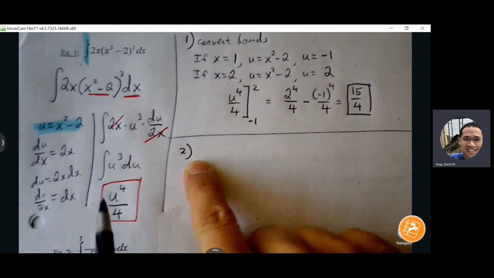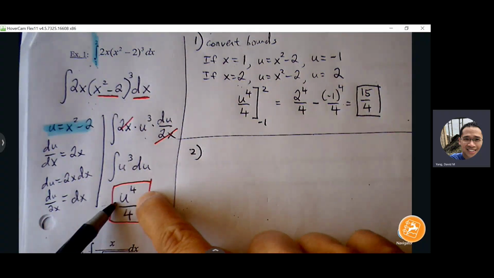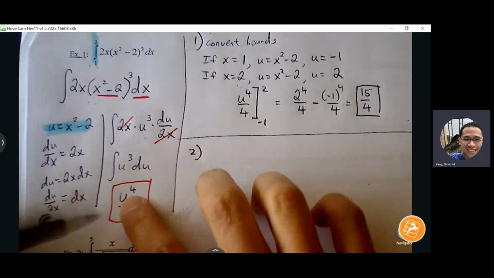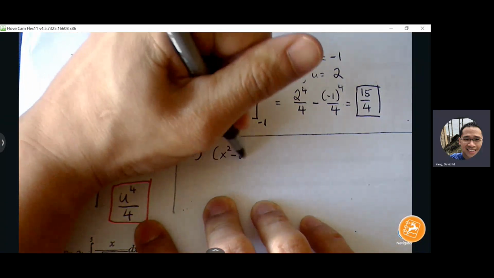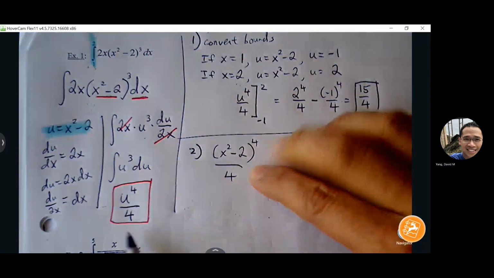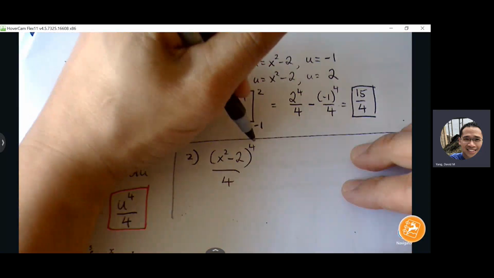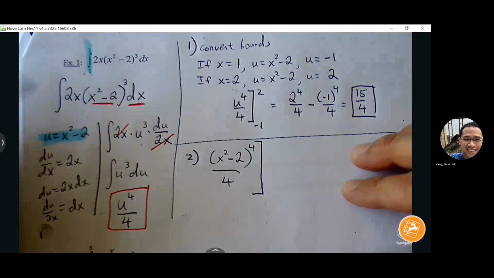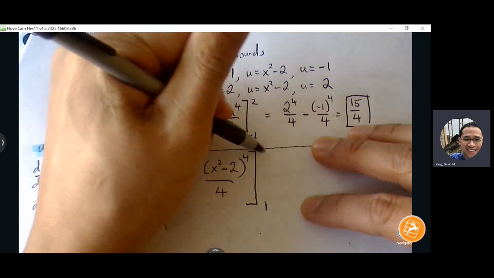So the second is, instead of converting the bounds, we just bring the u back in terms of what? x, okay? So we bring this back in terms of x. We have x squared minus 2 raised to the 4th over 4. Okay, so here we have our antiderivative in terms of x. And if we do it this way, then we can just rely on the original what? Original bounds. Okay, so I think most of us prefer it this way.